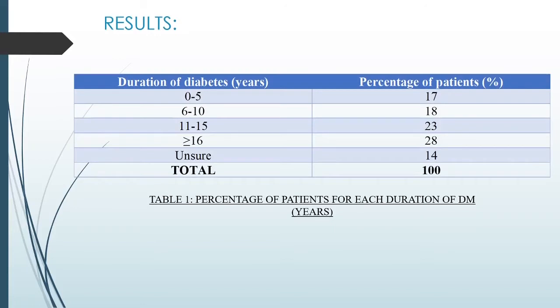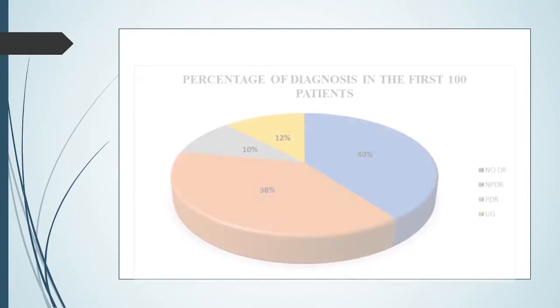From the results, we gathered that 17% of the patients had a duration of diabetes between 0 to 5 years. 18% had a duration within 6 to 10 years. 23% had diabetes within the range of 11 to 15 years, and 28% were more than 16 years. 14% were unsure of how long they had diabetes.